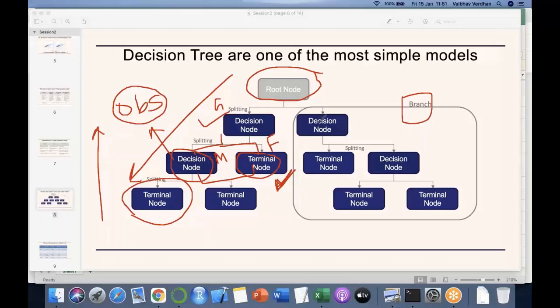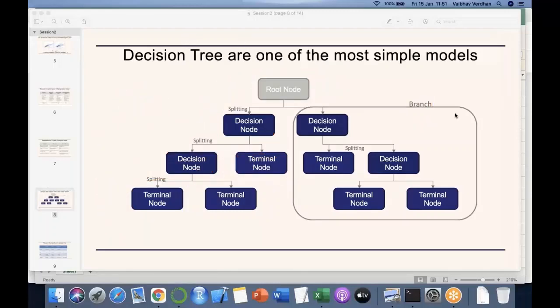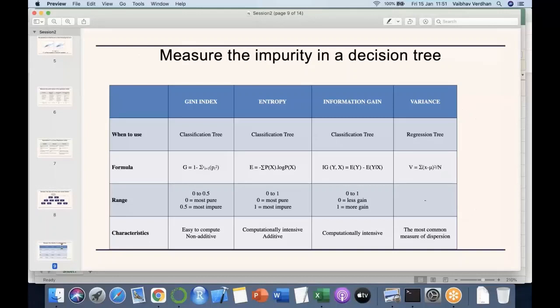Okay, but mostly you would find that splitting is the way that we follow in the decision tree. And we will talk about the other impurity measures in the next session on classification. But this is the basic concept about decision tree.